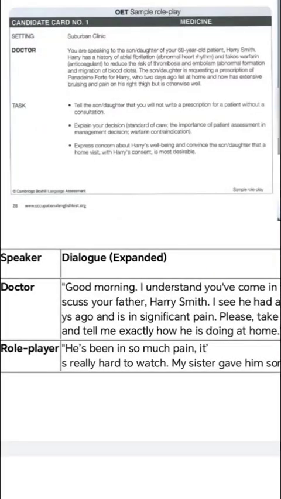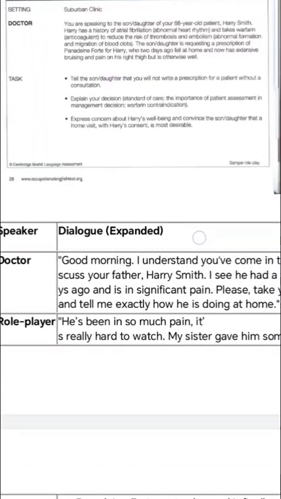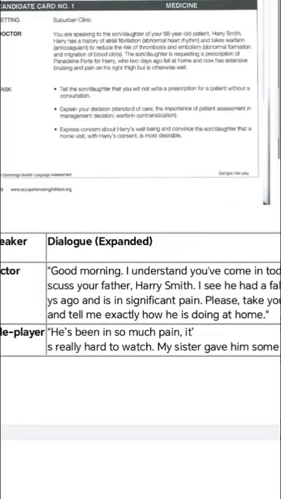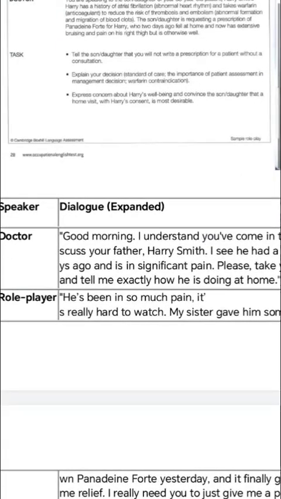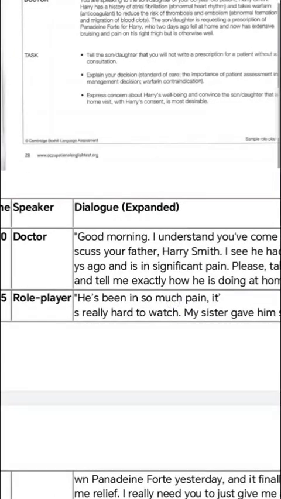The further task is that you will not write a prescription for the patient, and you have to give the explanation for that. Explain your decision: the standard of care, the importance of patient assessment and management decisions, and warfarin contraindication. Express concern about Harry's well-being, and convince the son and daughter that a home visit with Harry's consent is most desirable in this situation. So what lines do you have to give, and how exactly will the communication go?